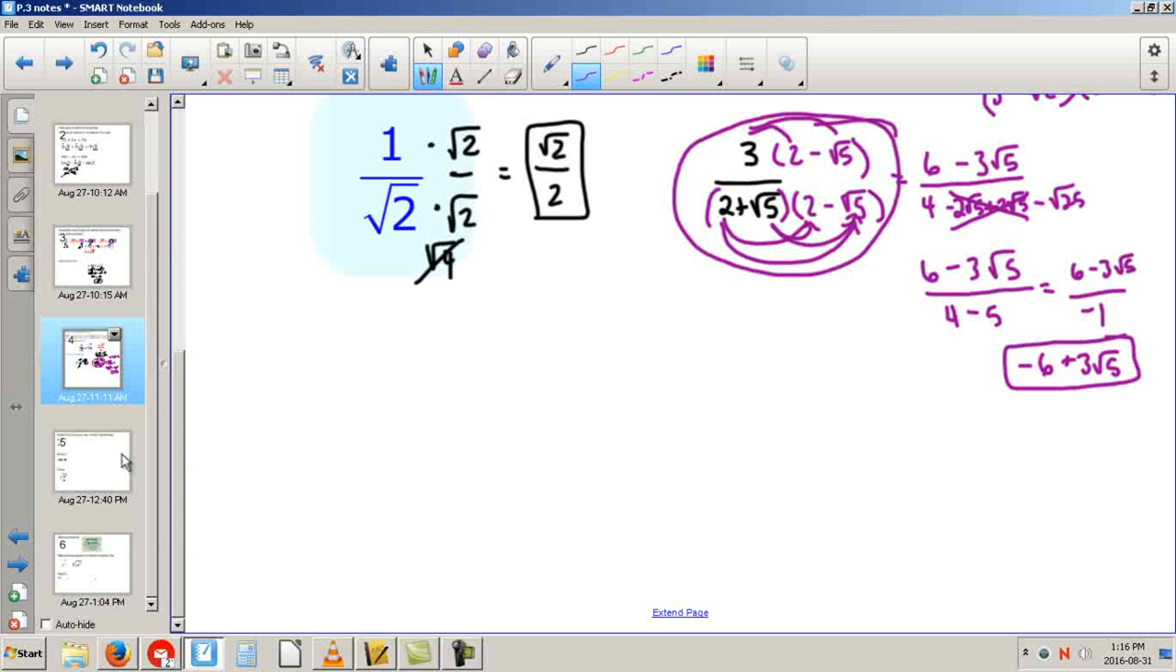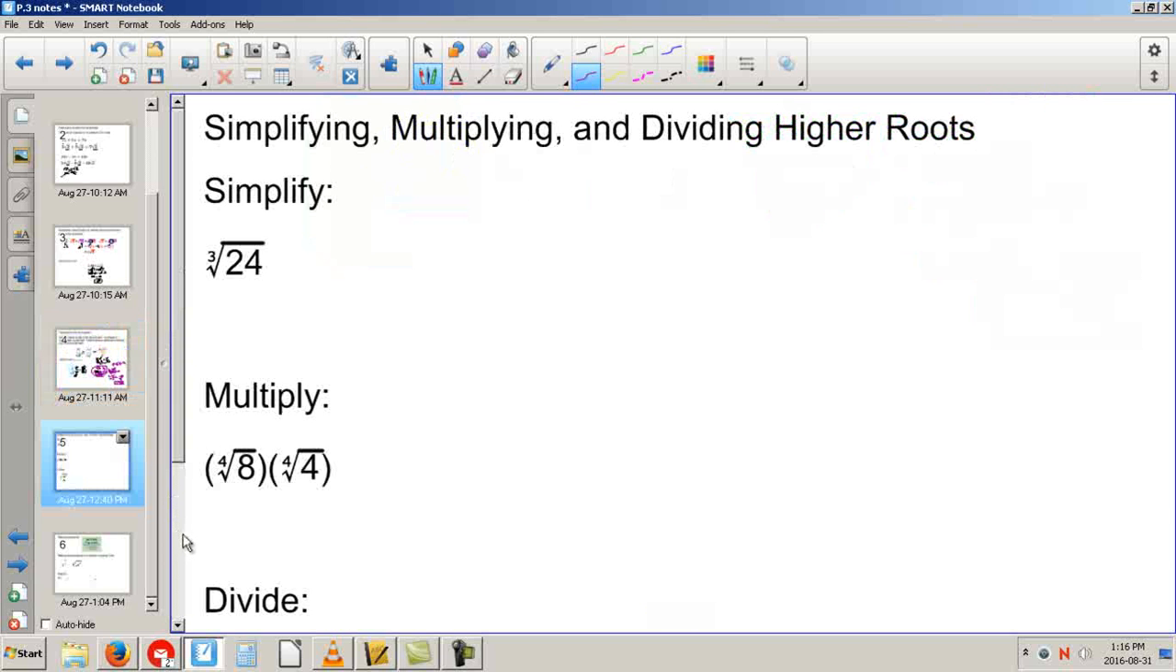Okay? So that will happen in the homework. It's likely to happen on tests. We need to be comfortable with that process. Now, sometimes we get roots that aren't square roots. In this case, it might be a cube root or a fourth root, anything like that. What we have to remember is the basic rules are the same. The big difference is that to get out of a cube root, because we can't keep track of every cube root, we need 3 identical things.